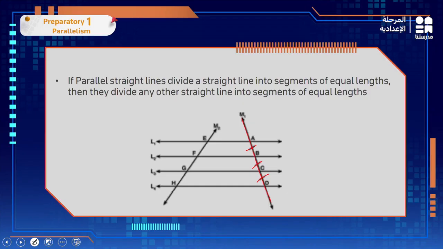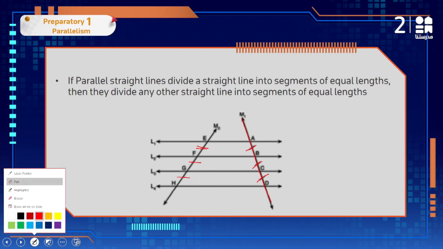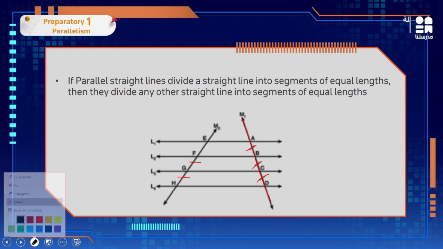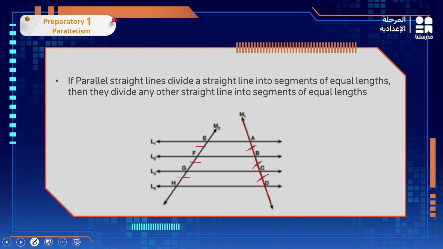Okay, احنا بدأنا ب 4 parallel lines. They are all parallel. And the transversal M cuts these parallel lines into 4 equal lengths. AB is equal to BC is equal to CD. From the dash, we know that. What about the other transversal? EF is equal, and FG is equal, and GH is equal. Here I have to put a dash to be clear for you. So they are all equal in length. Then let's solve an exercise on the whiteboard.